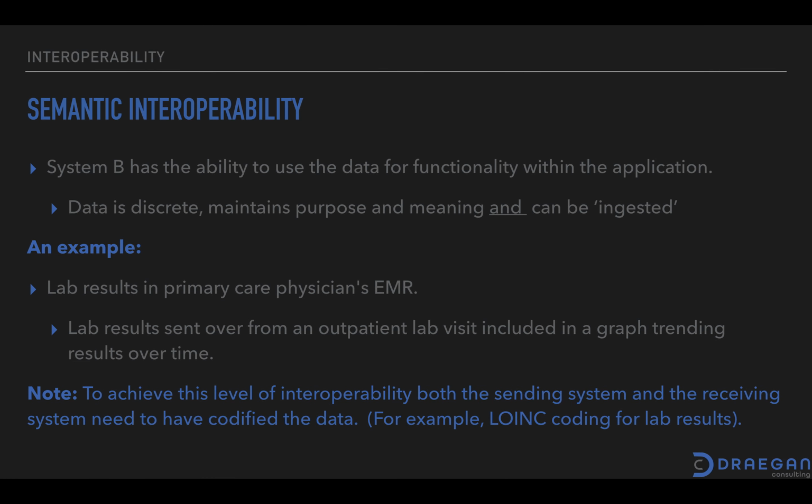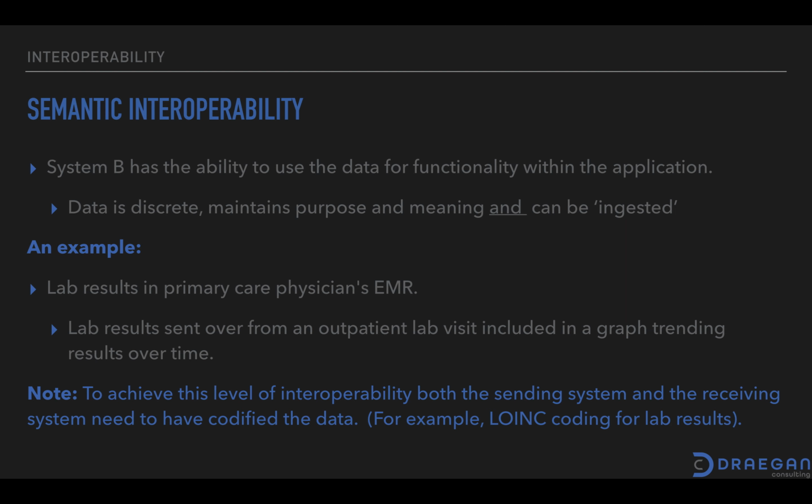The third interoperability category is semantic. So this one, system B, the receiving system, does have the ability to use the data for functionality within that application. So this is getting much more exciting. The data, again, is discrete as it was in the structural interoperability. But with this particular category, it maintains its purpose and its meaning, and it can be ingested.